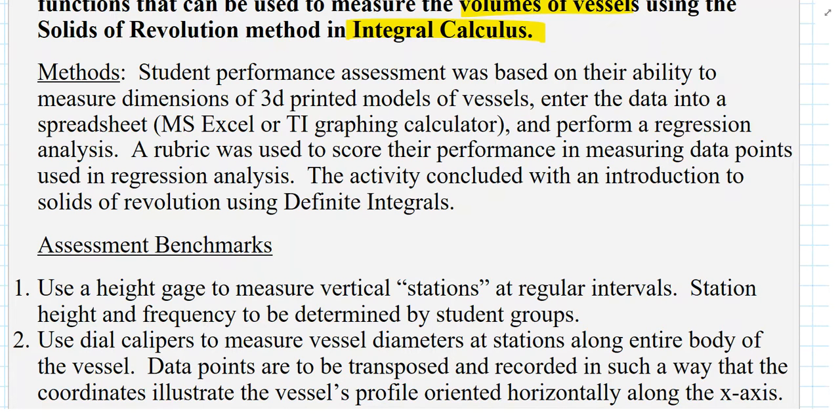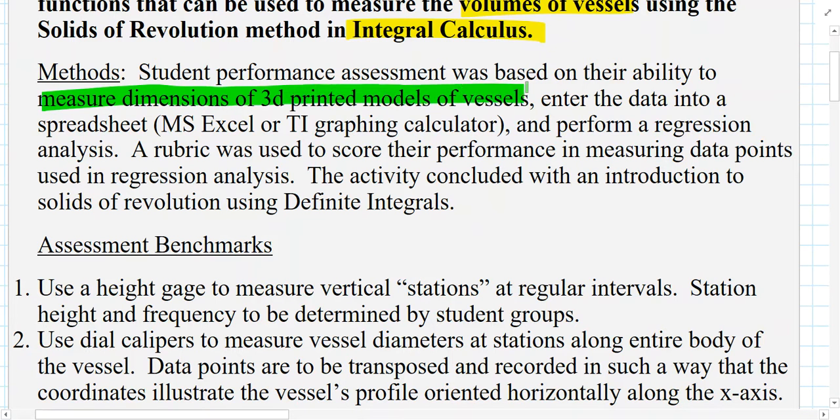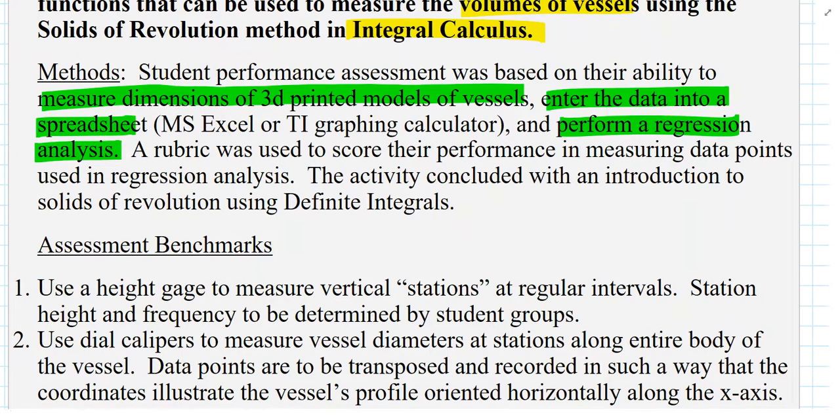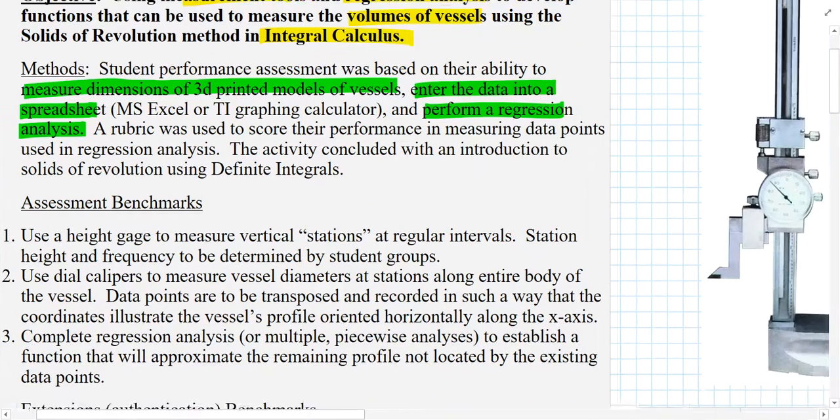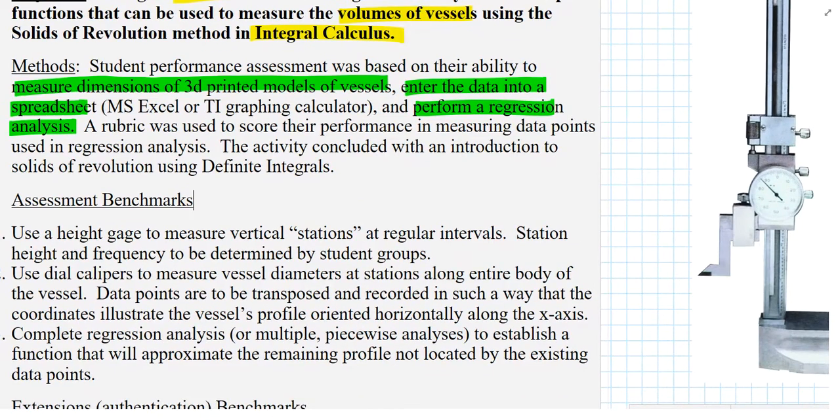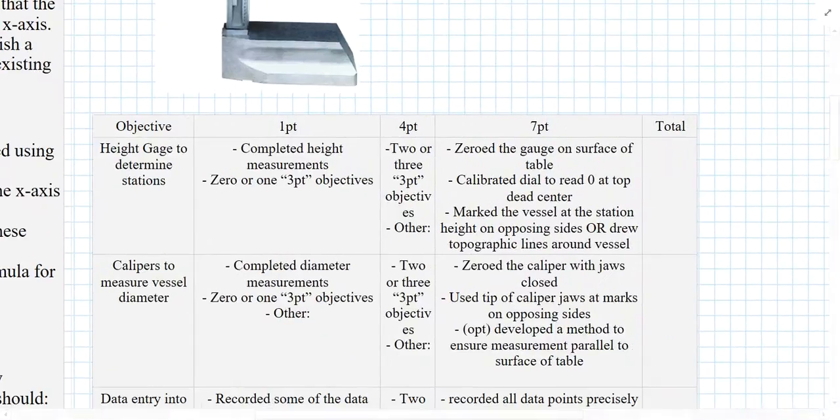Therefore, the students' performance assessment was based on their ability to measure dimensions of these 3D models of our vessels. They were also assessed on entering the data into a spreadsheet, whether that was a Microsoft Excel spreadsheet or a Texas Instruments graphing calculator, and then ultimately to perform a regression analysis in order to find an equation that fits the data. A rubric was used to score their performance in measuring data points and establishing the regression, and the activity concluded with an introduction to the solids of revolution using definite integrals.